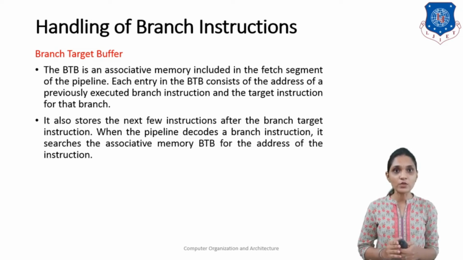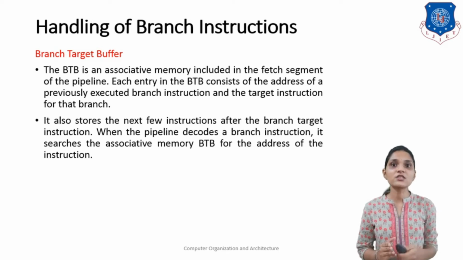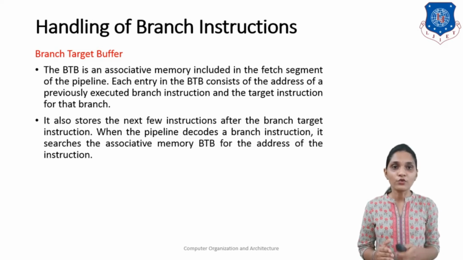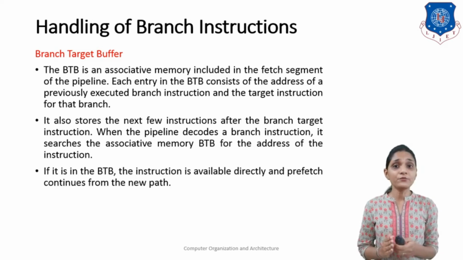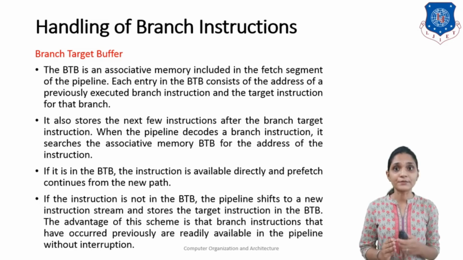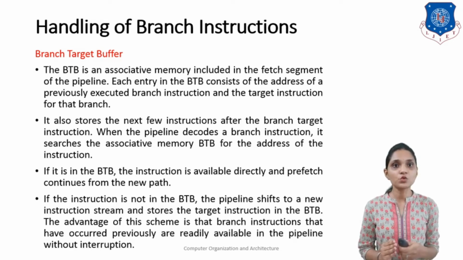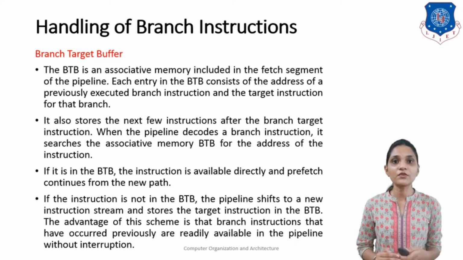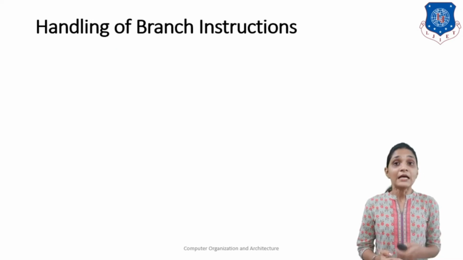When the pipeline decodes a branch instruction, it searches the associative memory BTB for the address of the instruction. If it is in the BTB, the instruction is available directly and prefetch continues from the new path. If the instruction is not in the BTB, the pipeline shifts to the new instruction stream and stores the target instruction into the BTB. The advantage of this scheme is that branch instructions that have occurred previously are already available in the pipeline without interruption.